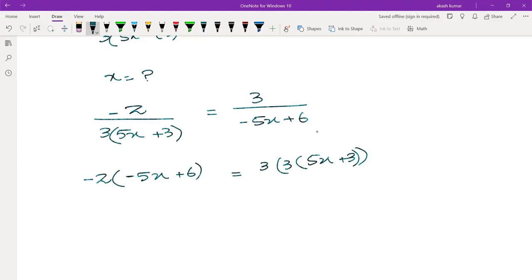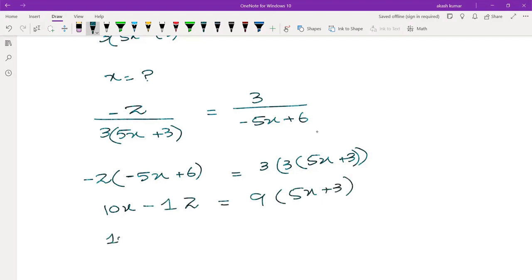It's 10x. Minus 2 times 6 is? Negative 12. Yeah, equals 3 times 3 is 9, 5x plus 3.